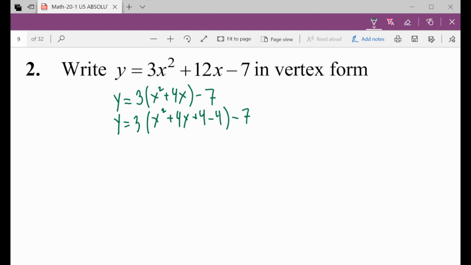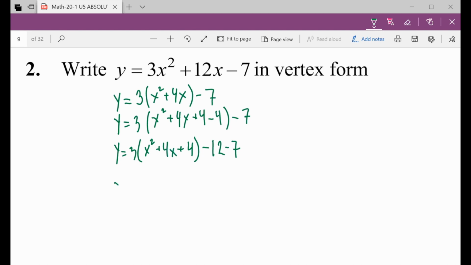All right, next step. Let's pull the negative 4 out of the brackets. We're going to get y equals 3 times x squared plus 4x plus 4. And now we're going to pull the negative 4 out of the brackets, and we're going to do that by multiplying by the coefficient in front of the bracket, 3. 3 times negative 4 is going to be negative 12. And then don't forget the negative 7. Cool. All right.